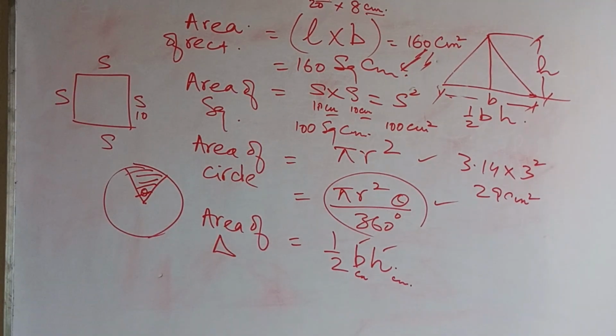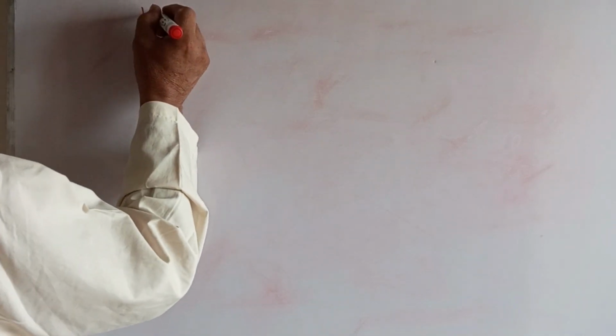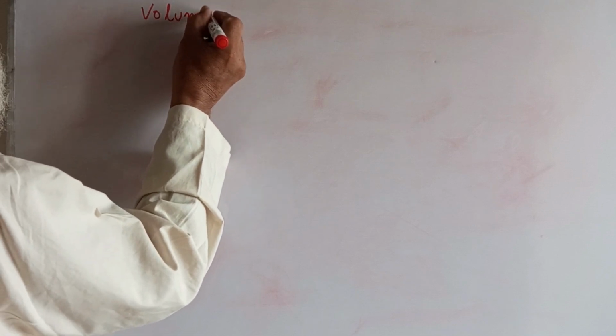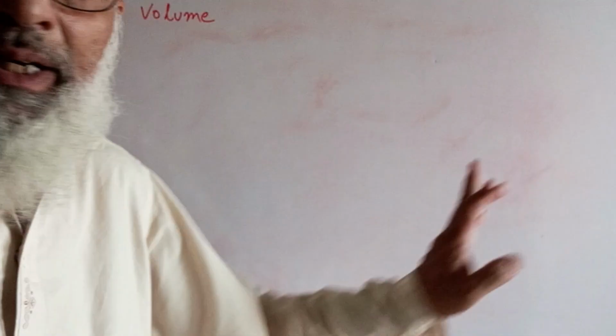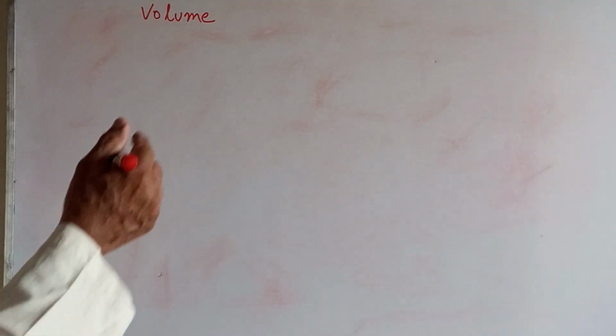So I hope that you would have understood the concept of area as well. Now proceeding towards the volume. Let me introduce you to the volume. What is the volume of anything? When we say volume, this term is considered with three dimensions. You cannot find the volume of length and breadth, that's area only.